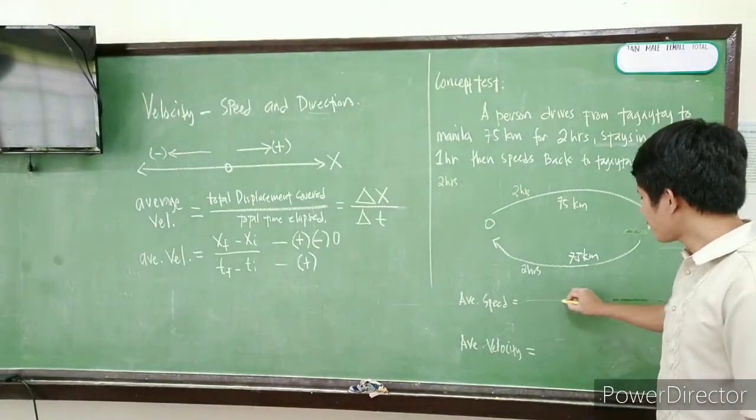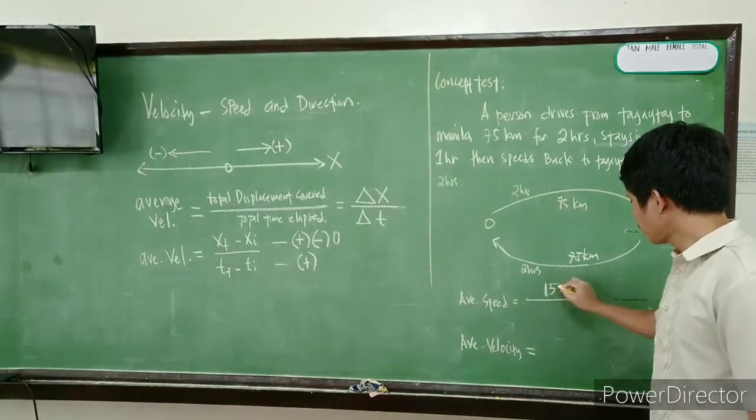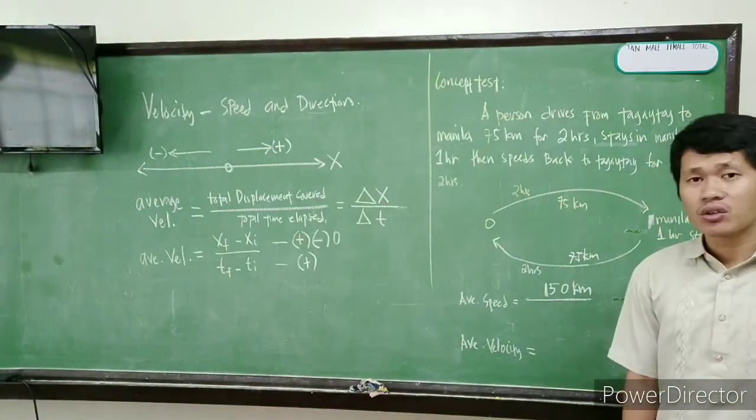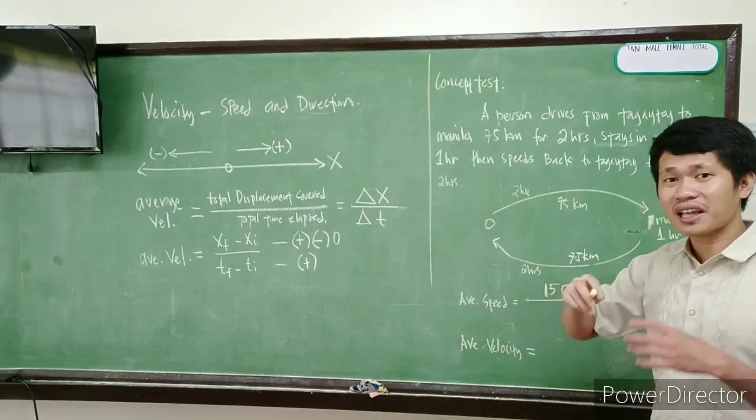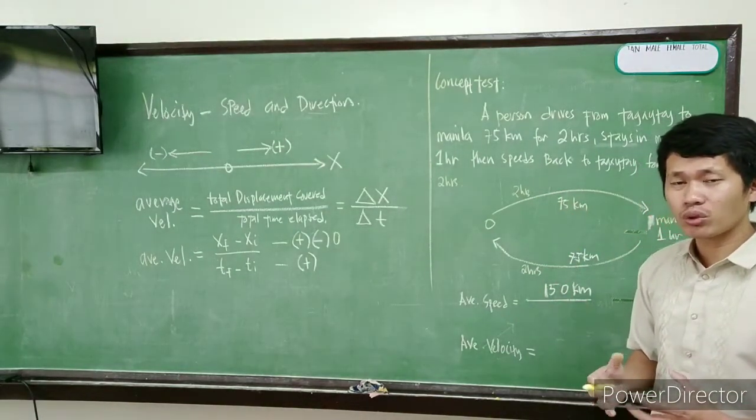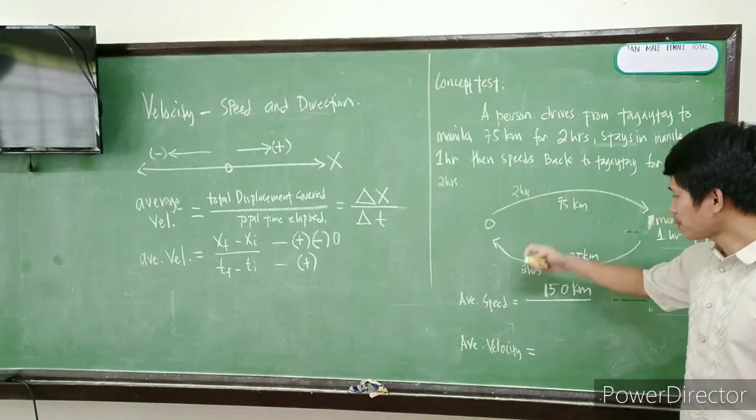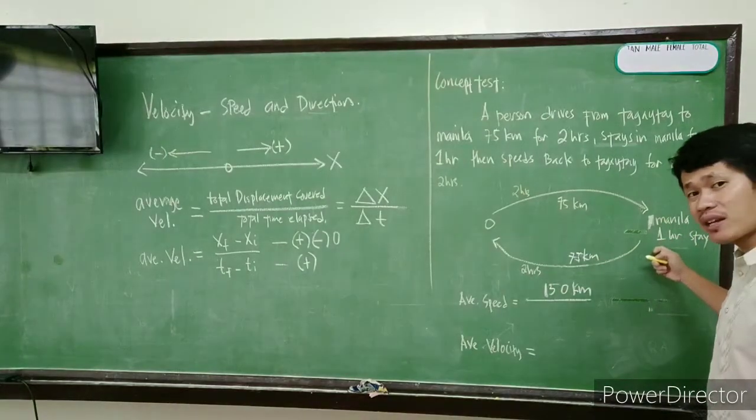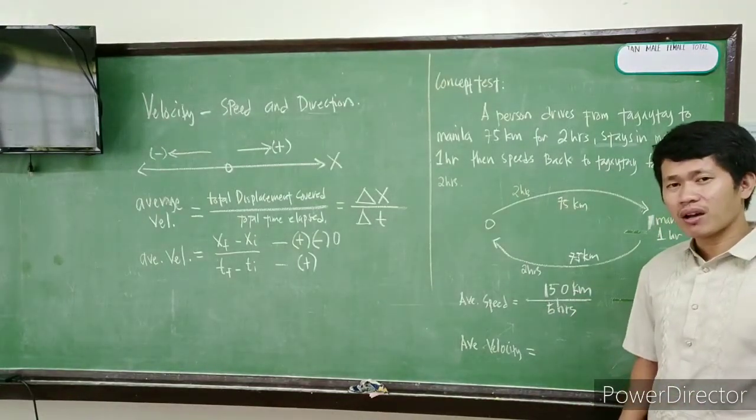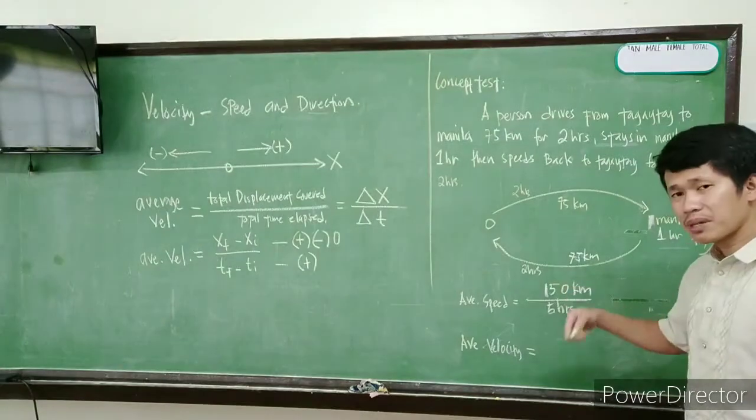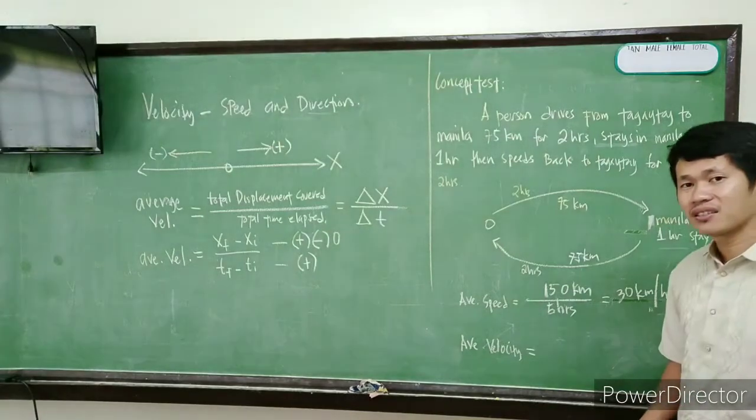So total distance covered is 75 plus 75, so 150, over total time elapsed, which is yung total time na nagamit mo to cover that particular distance, papunta at pabalik. So 2 plus 2, we should include this, plus 1 is 5 hours. Alright? So your average speed would be 150 divided by 5, which is 30 kilometers per hour. Okay ba yan?